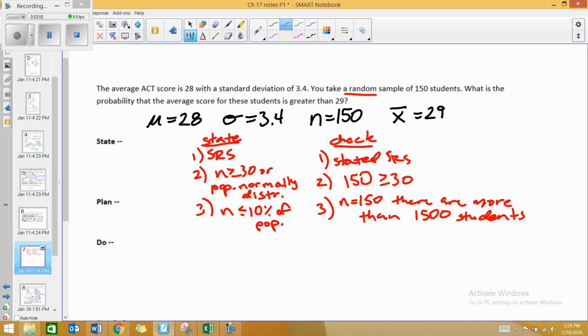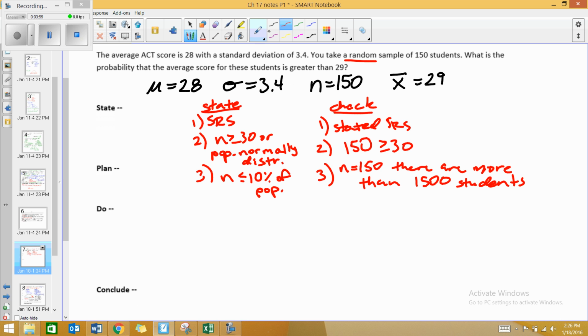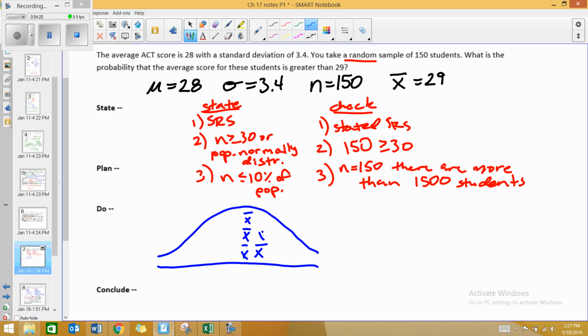Now that I've checked all three of these, the purpose for these conditions is so that I can apply the central limit theorem. The central limit theorem is what lets me say that no matter what my population distribution was, this mu and this standard deviation, my sampling distribution, so if I'm looking at a bunch of sample averages, will start to follow an approximately normal distribution.